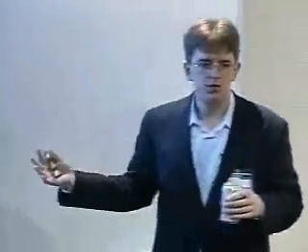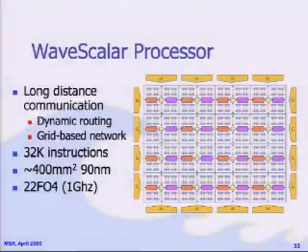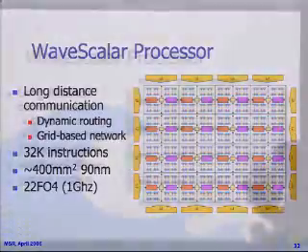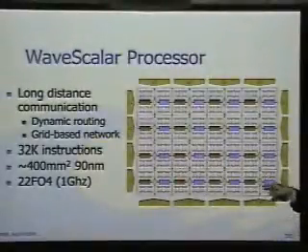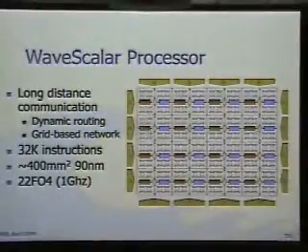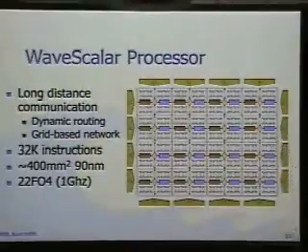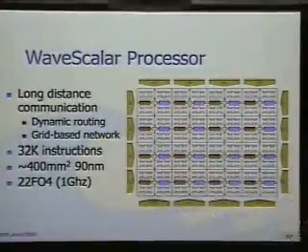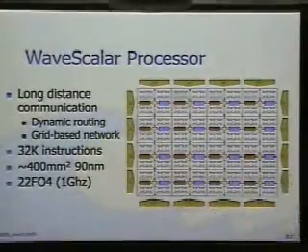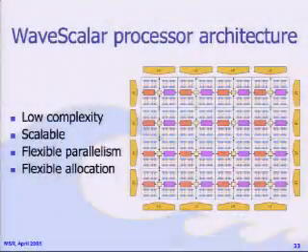To build larger processors, we stamp out multiple clusters to cover as much silicon area as we'd like to spend. We surround the entire thing with a banked L2 data cache. For long-distance communication, we use dynamic routing over a grid-based network formed by the network switches in each cluster. The design I've shown here will hold about 32,000 instructions. It occupies about 400 square millimeters of silicon in a 90 nanometer process, and it has a clock rate of about 1 gigahertz, or if you know what an FO4 is, it has a cycle time of about 22 FO4.